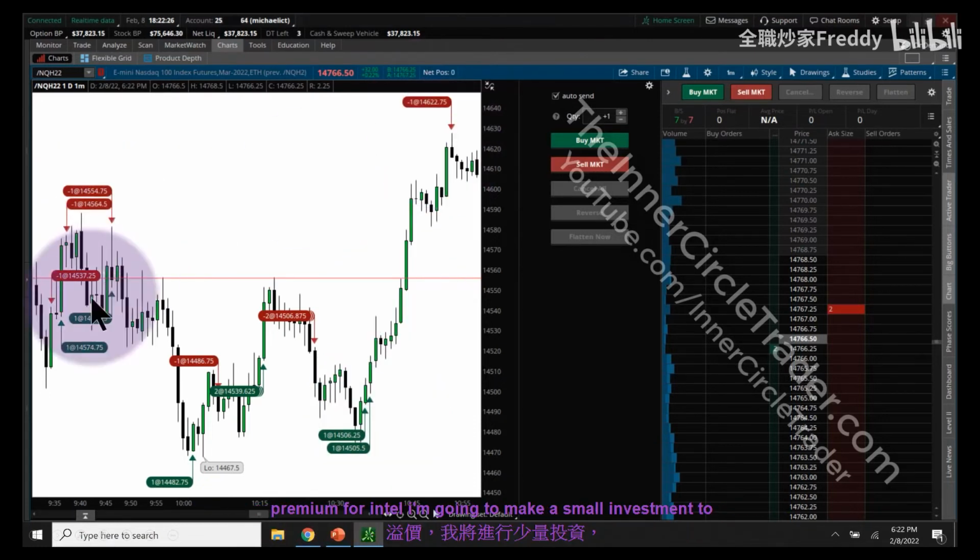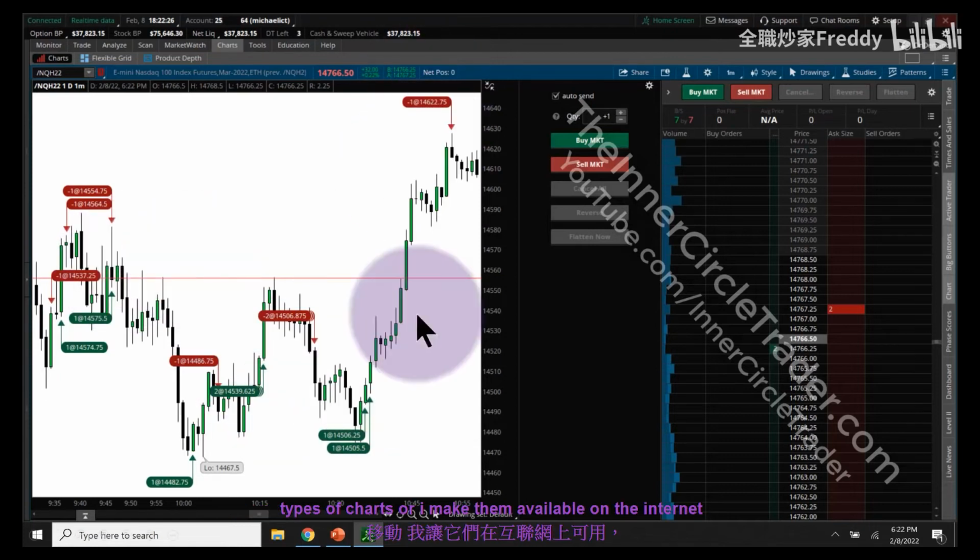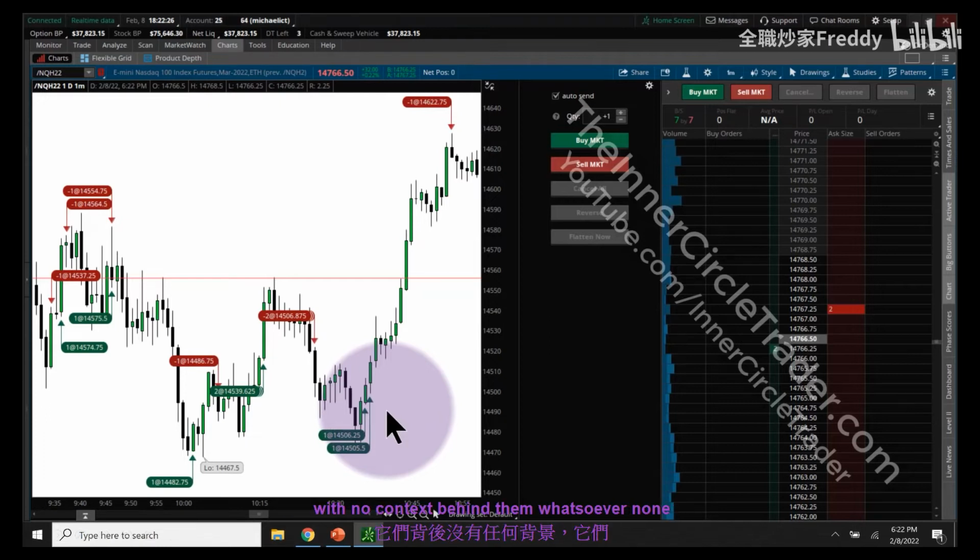I don't care about these little Mickey Mouse moves back here because that is a premium for Intel. I'm going to make a small investment to get a better read on these types of moves here. If I show you these types of charts, or I make them available on the internet with no context behind them whatsoever, they would be trolled all day long, and they would beat their chest and feel smart like they're saying something that means something. They have no idea. They have no reason to think that anything they're saying is valid or true. But I'm showing you the logic here, okay?